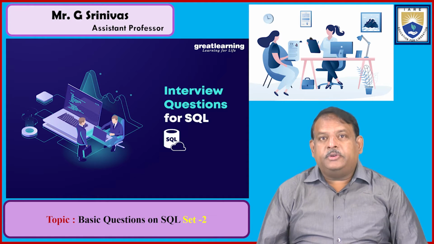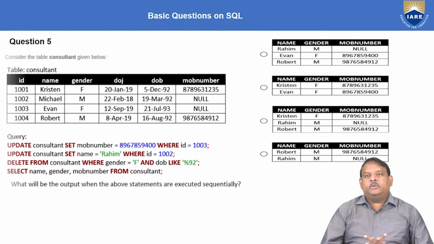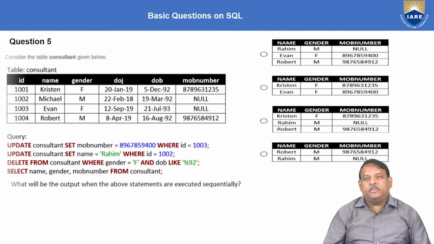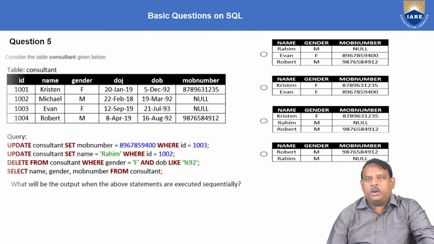Now this question is going to test our skills on the update command. Here a table is given to us. The table has ID, name, gender, date of birth, date of joining, and mobile number. They have given us 4 statements to be executed, and after they are executed, we need to provide the correct answer. Here we have 4 options, and we have to choose one answer.